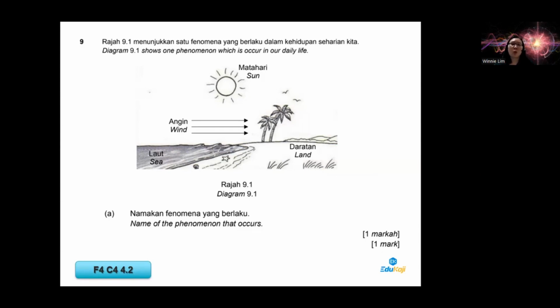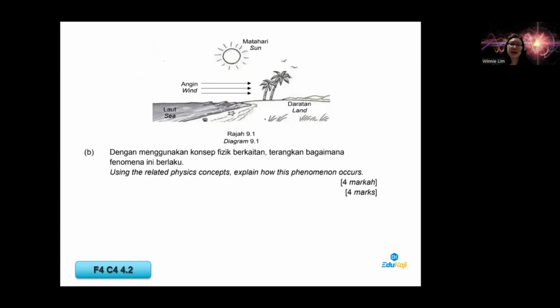Diagram 9.1 shows one phenomenon which occurs in daily life. So what is this phenomenon? You all learn it in geography as well. So the wind blows from where? It blows from the sea to the land. So we call it sea breeze, correct? If the other way around, that is called land breeze. So by using the related physics concept, how does sea breeze occur?